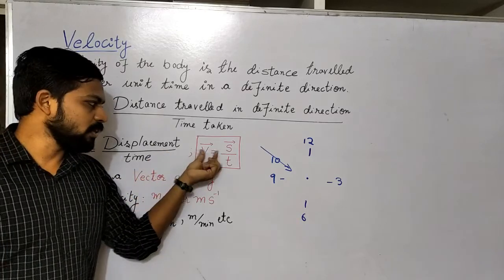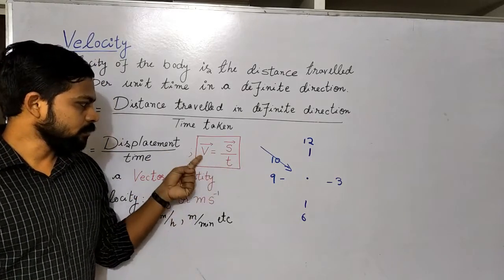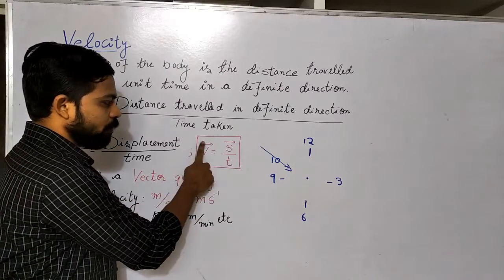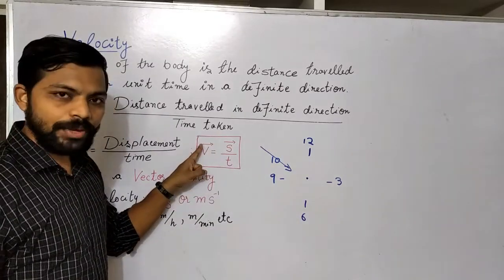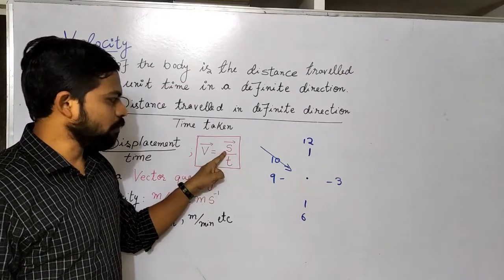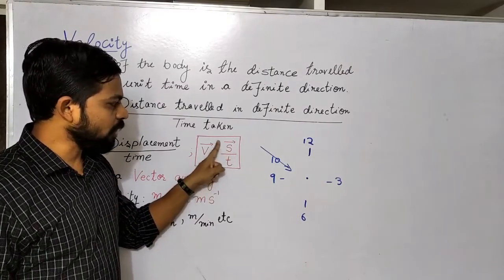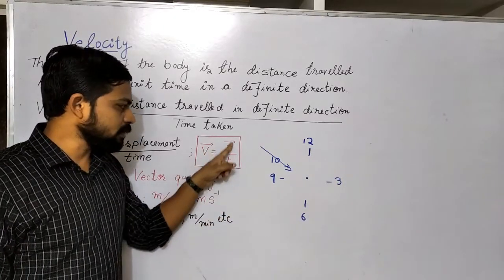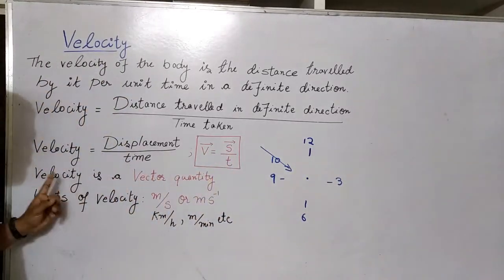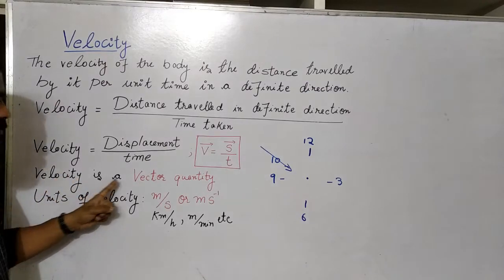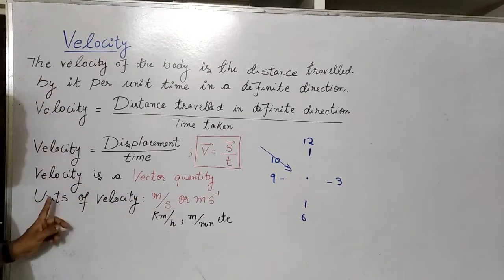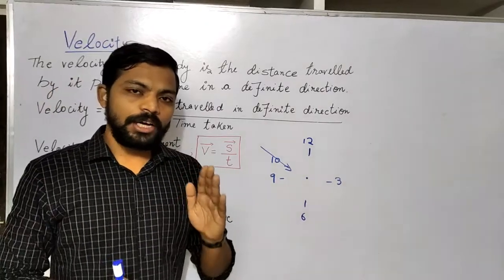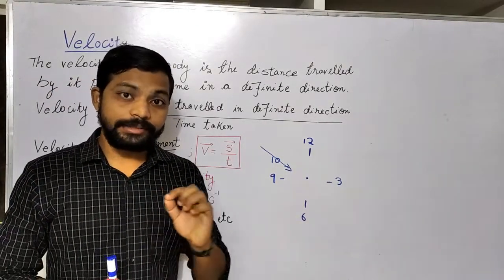In short, with the symbols, we have written it this way. This is velocity. You can see if I remove this arrow, it becomes speed. Same way here, this is displacement, and if I remove this arrow, it becomes distance. So V bar is equal to S bar by T. Velocity is a vector quantity. Why is it a vector? Because velocity includes direction. It tells direction.